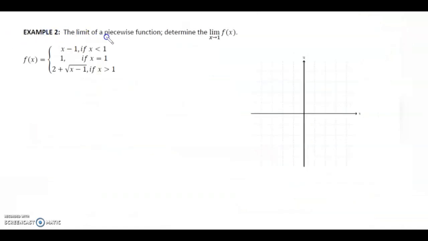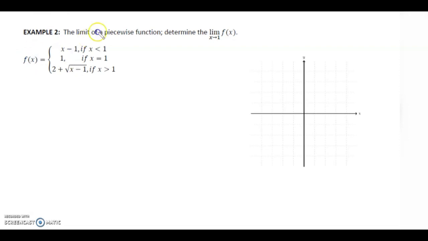Example 2, the limit of a piecewise function. So let's determine the limit of f at x as x approaches 1. This one's a little bit different because we're no longer looking at a single function. We're looking at a piecewise function. So this function is made up of 3 different functions here.